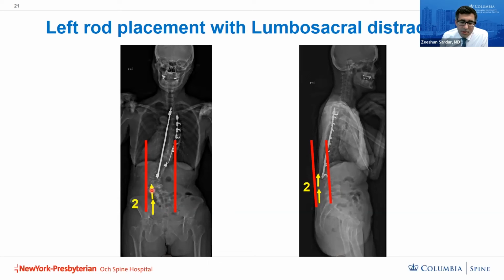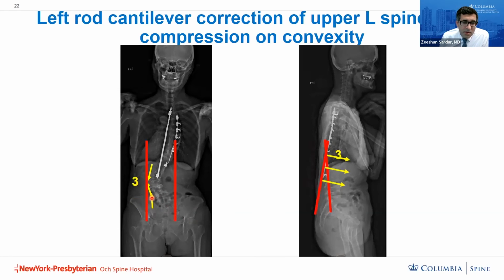Now I can distract on the other side to, again, even out a little bit, the L4-S1 coronal curve. And then we continue up on the left side again, because I'm going to compress on the left side to get more lordosis from the upper levels. And then at the same time, cantilever the rod down to connect into the upper fused segments.